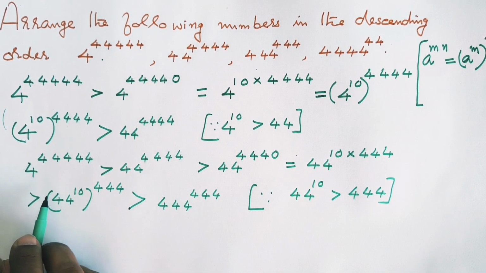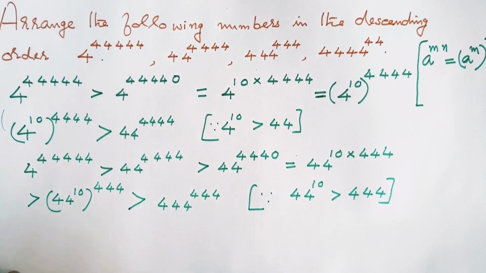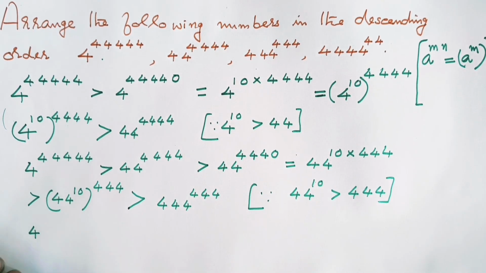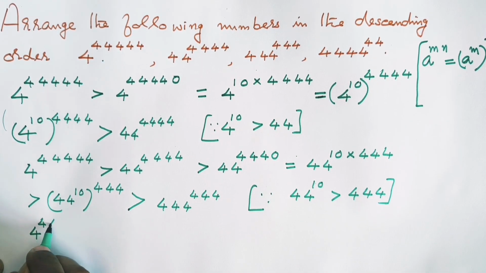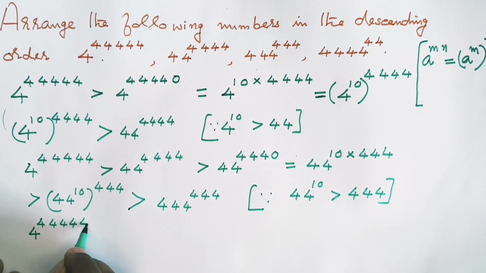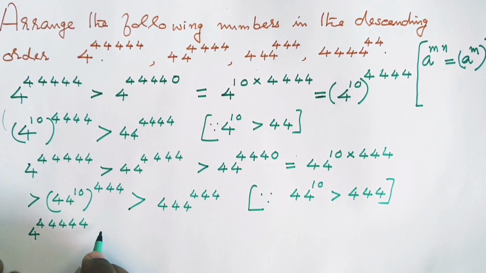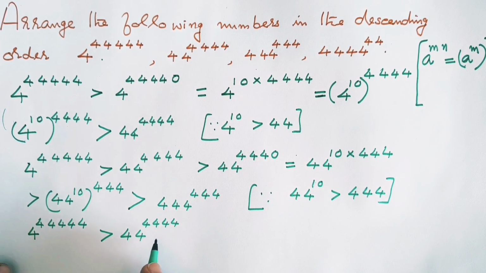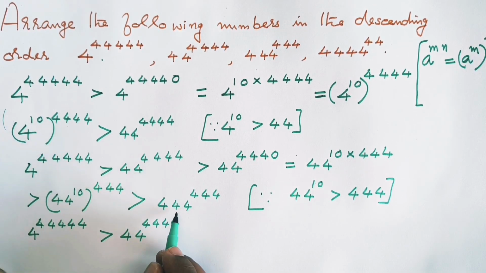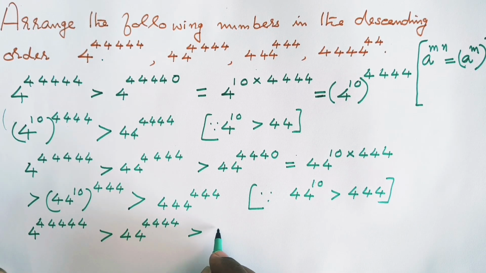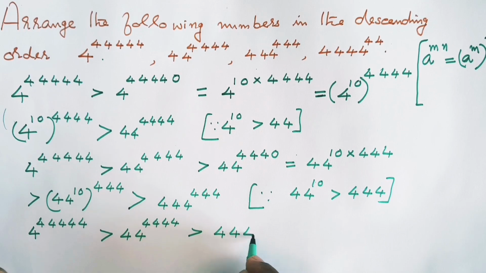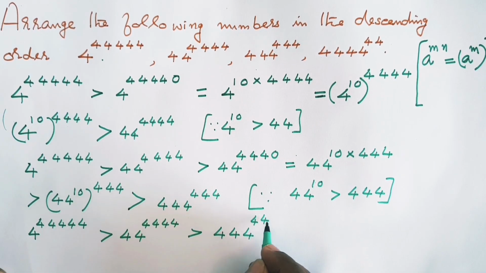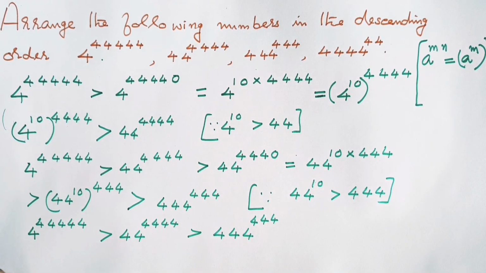So look at this. Now we got the first three numbers compared. Maybe I can rewrite it again. 4 to the power of 4 repeated 4 times is greater than 44 to the power of 4 repeated 4 times. Again, that's been shown to be bigger than this. So continuing this inequality, greater than 444 to the power of 444. I think you can easily compare this.